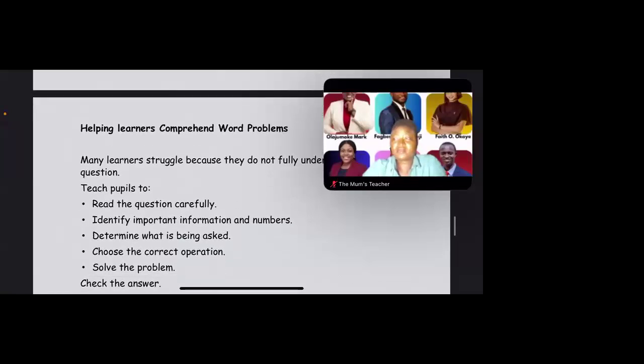Okay, now let's talk about comprehension of word problem. This is where a lot of us math teachers find it difficult, okay? When I teach 1 plus 1, students know the answer. When I say what is 5 times 3, they know the answer. But when I tell you that in an egg tray, there are 5 rows of eggs and 3 columns of eggs, find the total number of eggs in the tray.